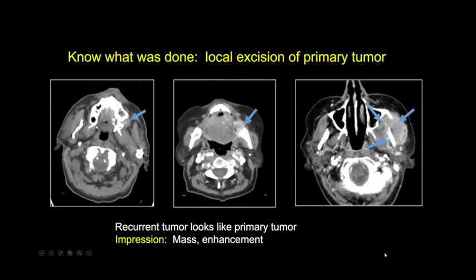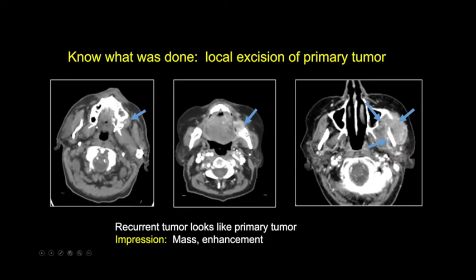So in the setting of a local excision of primary tumor without reconstruction, the recurrent tumor looks like the primary tumor. You'll see in these three patients, these are classic examples of recurrent tumor. This patient has been operated for a buccal mucosal tumor, and we see a discrete mass in the buccal mucosa at the maxilla. It's enhancing, classic appearance for recurrent tumor.